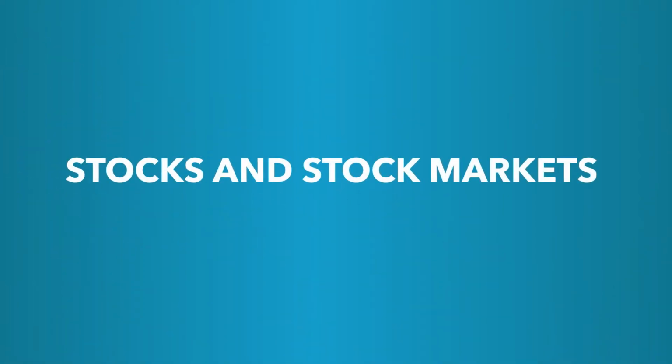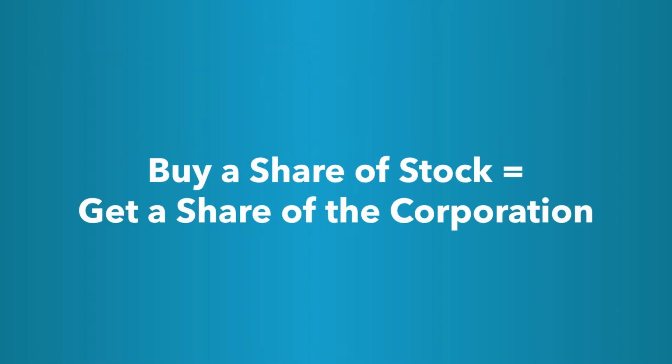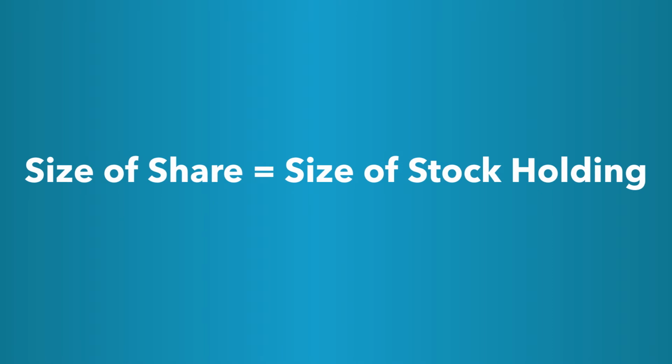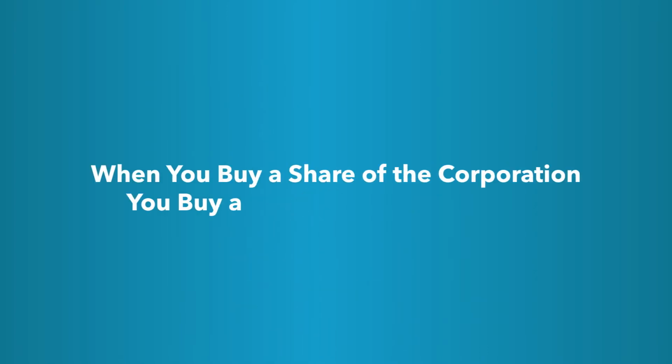Stocks and stock markets. Stocks, or equity securities, are shares of ownership. When you buy a share of a stock, you buy a share of the corporation. The size of your share of the corporation is proportional to the size of your stock holding. Since corporations exist to create profit for the owners, when you buy a share of the corporation, you buy a share of its future profits. You are literally sharing into the fortunes of the company.